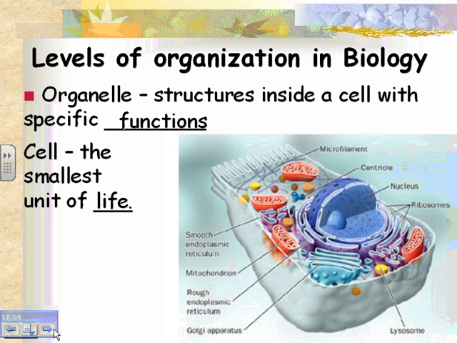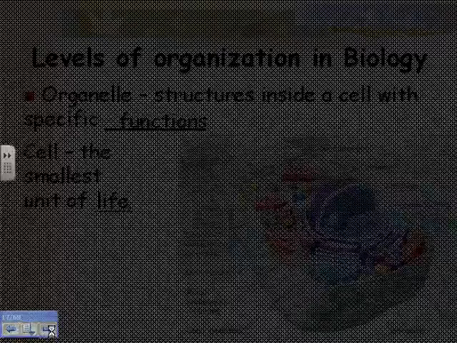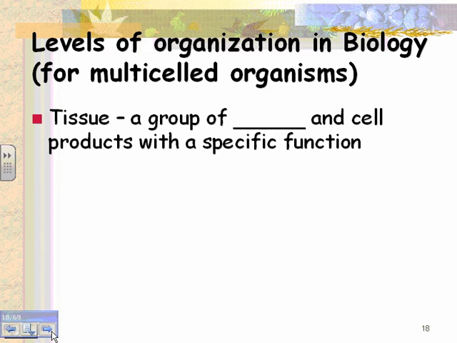A cell is the smallest unit of life, and so every living thing is made out of cells, but non-living things can be made out of other things. For multicelled organisms, a tissue is a group of cells and cell products with specialized functions. There are unicellular organisms that don't get this high, but you do.